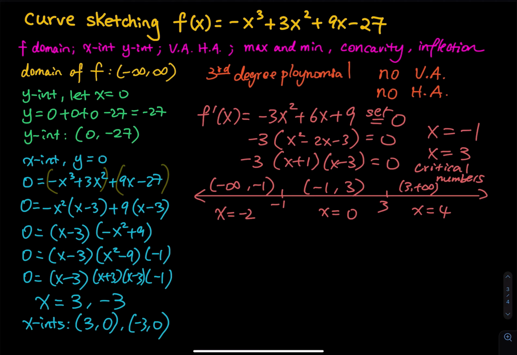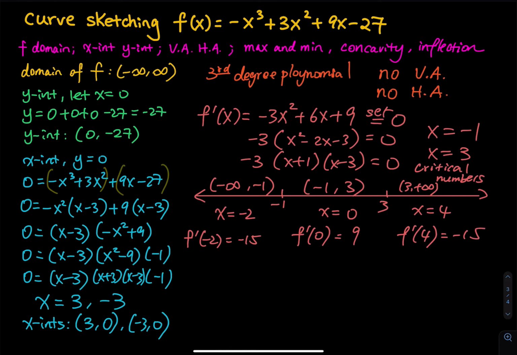And then you are analyzing the slope, right? So that's why you have to plug in the test value into f prime. So f prime of negative 2, f prime of 0, and f prime of 4. So f prime of negative 2 gives you negative 15, 0 gives you 9, and 4 gives you negative 15.